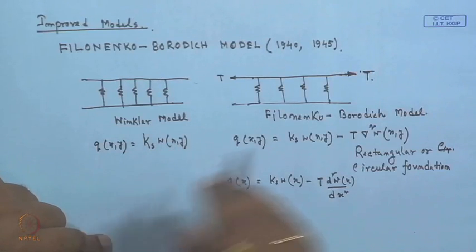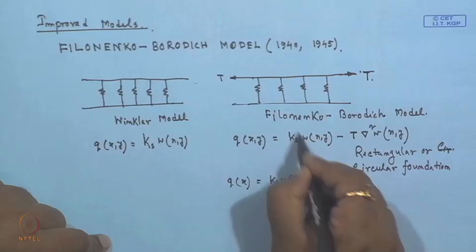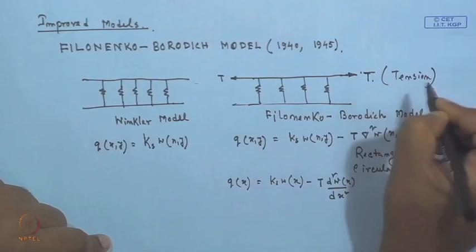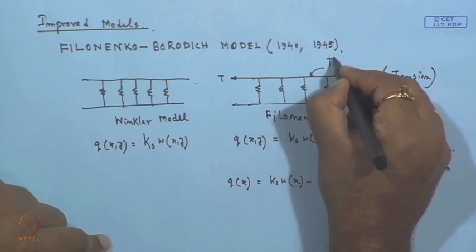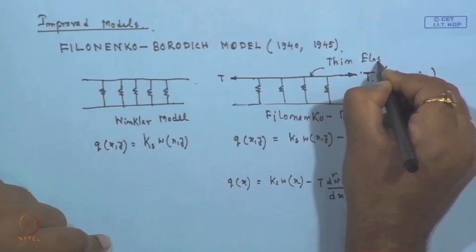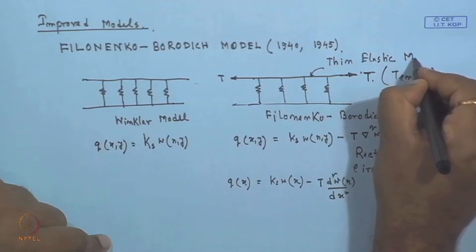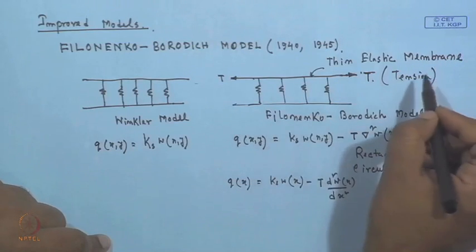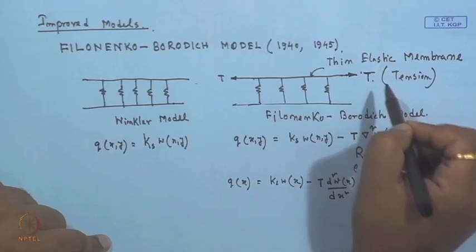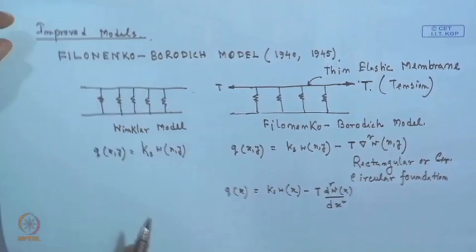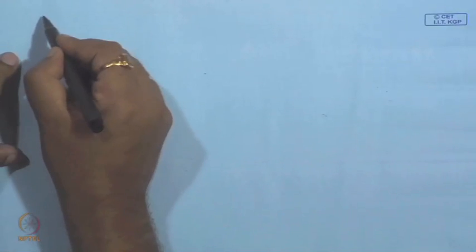So, this is an improved model, a 2-parameter model, where one parameter is the modulus of subgrade reaction, and the other is the constant tension T applied in the membrane. So, these are connected with a thin elastic membrane, which is under constant tension. This model is proposed by Filonenko and Borodich. So, the next model, a similar type of improved 2-parameter model, is the Hetenyi model.